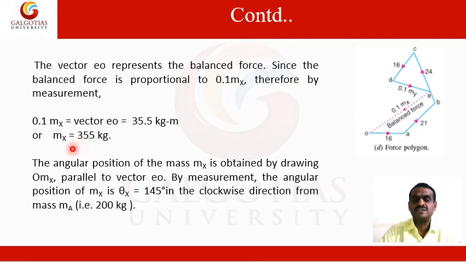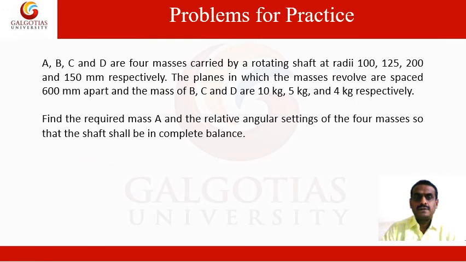So finally, from this vector polygon, by these relations, we get the magnitude of balancing mass mx equal to 355 kilogram, and the angular position we can find out based on this position, which we get as 145 degrees in clockwise direction from mass A. We got theta x as 145 degrees and balancing mass mx equal to 355 kilogram. Now we have an idea how to solve problems based on several masses rotating in different planes.